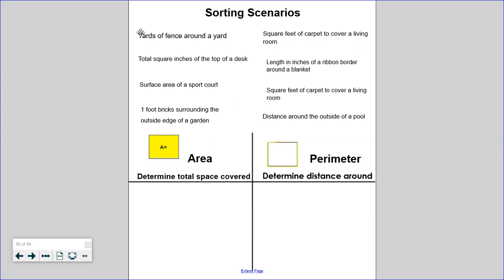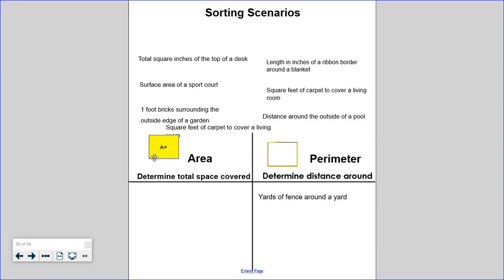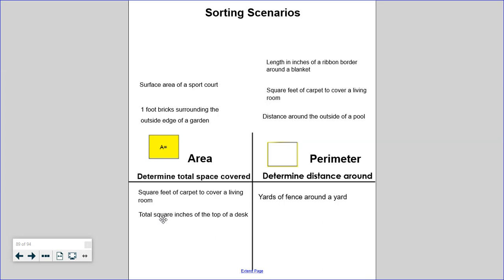So if I want to know the yards of fencing I need around a yard, is that area or perimeter? Keyword, around. If I'm trying to find the distance around something, that is perimeter, so that goes down here. If I'm trying to find the square feet of carpet to cover a living room, that is area because I'm trying to figure out how much space is covered. Also, this word square, big hint. How about this one? Total square inches of the top of a desk. That word square tells you it's area, so we're going to put that down here.